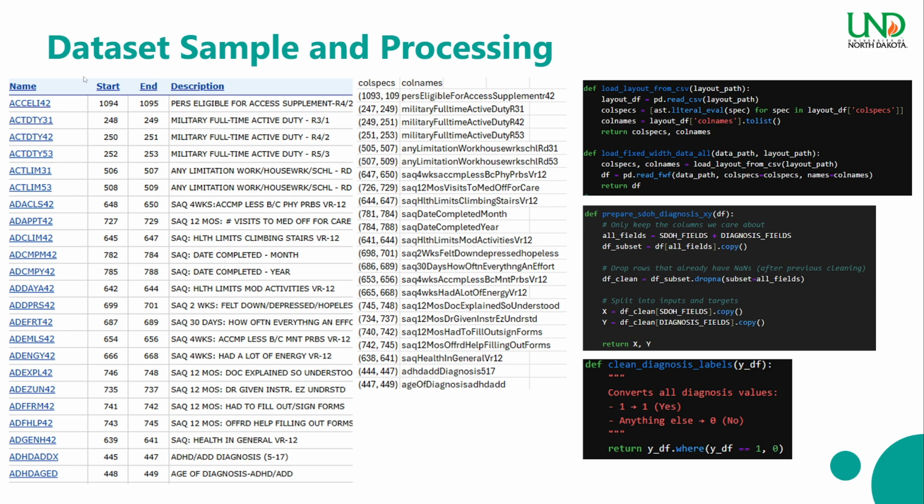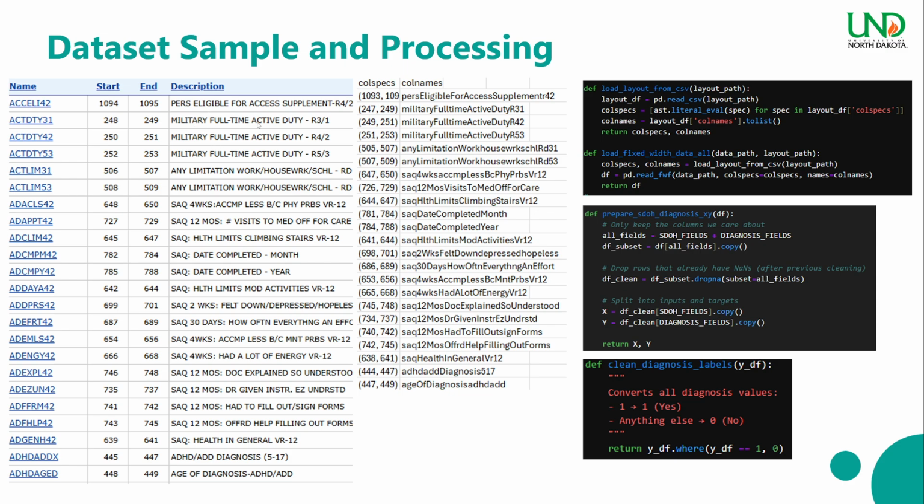But each row represents a single variable. The name, which is their name for it, is a code and not necessarily human readable. There's also the start, which is which character is the first character of that variable in the positional file, and then there's the end, which is the end character, and then a human readable description of what this thing is actually meaning.